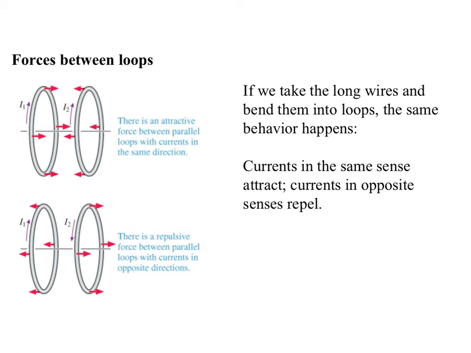All right, if we were to take the long wires and bend them into loops, the same sort of behavior occurs. Currents in the same sense attract, and currents in opposite senses repel. Because you could sort of take each little segment of the bent thing and see how it looks in the field of the other one.